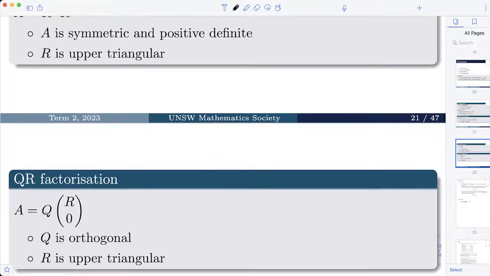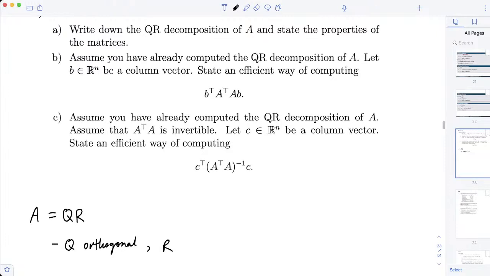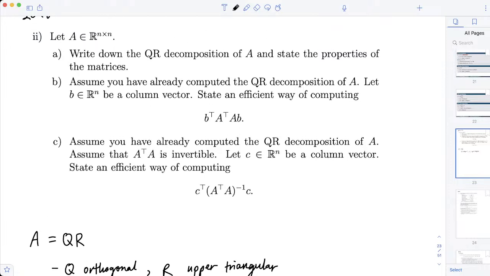Man, I just had a mind blank. Oh no, that was really bad. It's upper triangular. Upper triangular matrix. So that's our QR decomposition. Since we're dealing with a square n by n matrix, Q is going to be an n by n matrix, and R is going to be an n by n matrix.